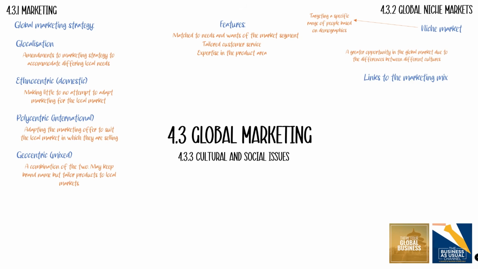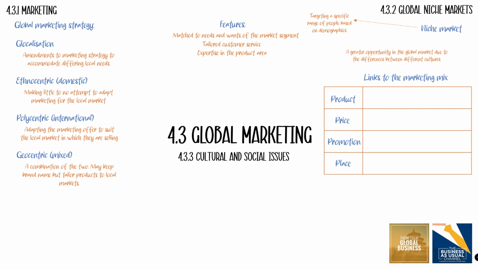So we've got to understand how this links to the market mix. The market mix, of course: product, price, promotion, and place. So let's go through these one by one and have a think about how these global niche markets link to these areas, these 4 Ps.